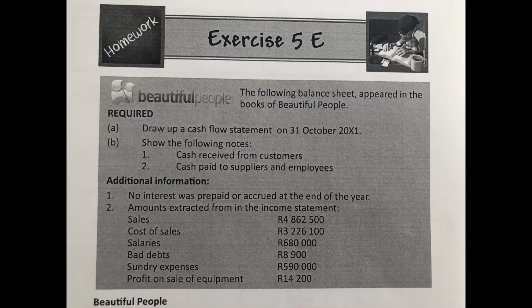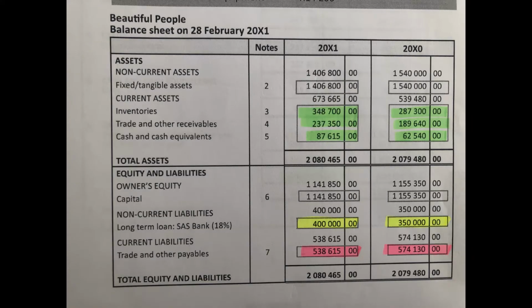That amount we also get. The interest on the long-term loan is not given to you together with the other expenses. So it means that you've got to work it out. You're going to look in your balance sheet, look at the long-term loan, which was 400,000 at 18%. So you multiply the 400,000 times 18%, and then you get to an amount of 72,000, which was the interest on the long-term loan.